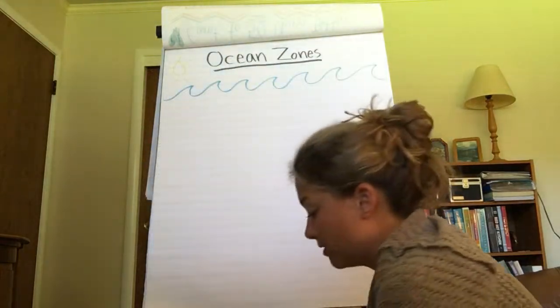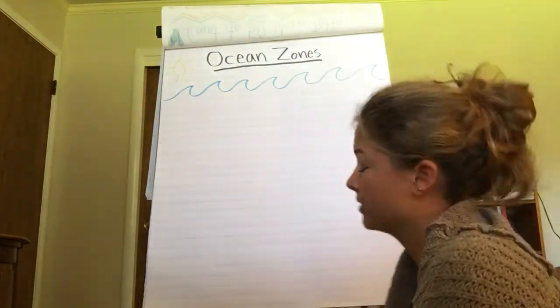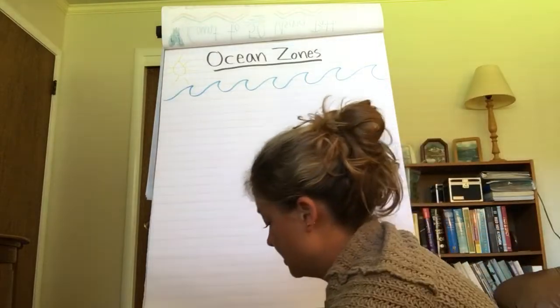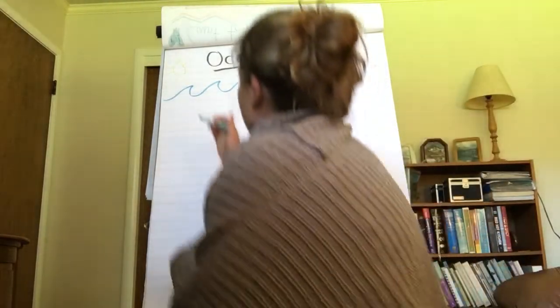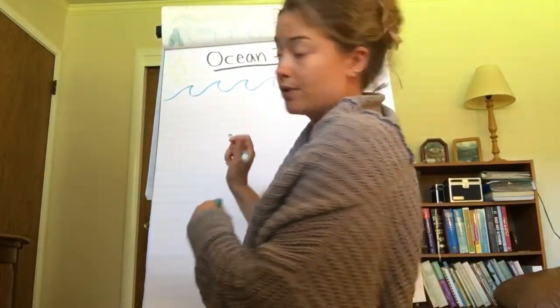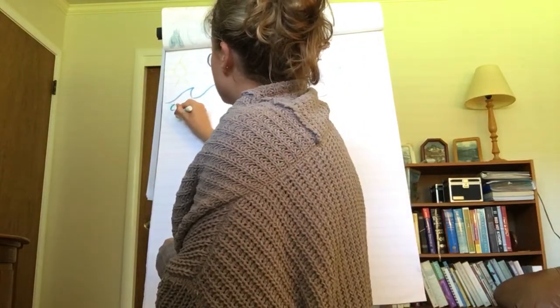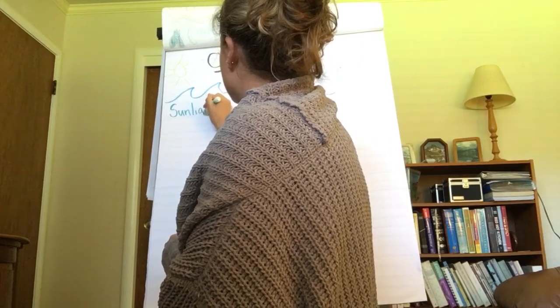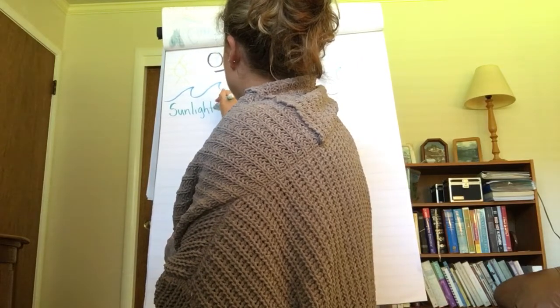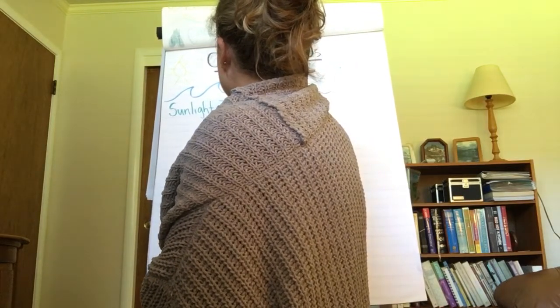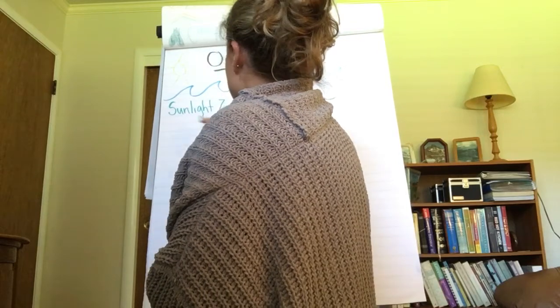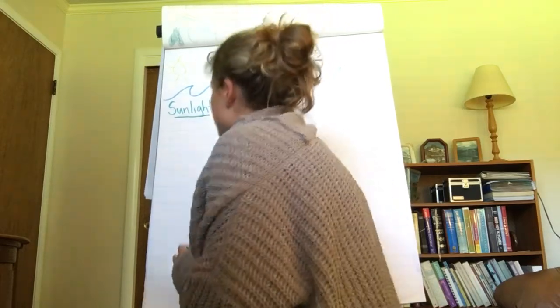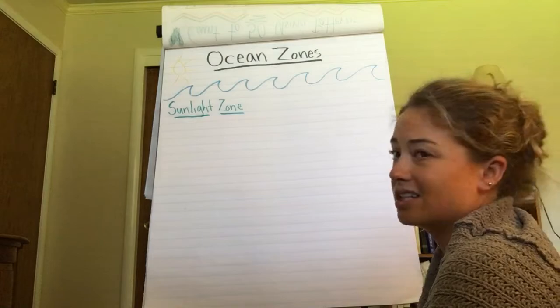Okay, friends, the first zone of the ocean is called the sunlight zone. So I'm going to write it up here, right under your waves. That's where you're going to write it. Sunlight zone. If you were to guess, friends, why would the top layer of the ocean be called the sunlight zone?